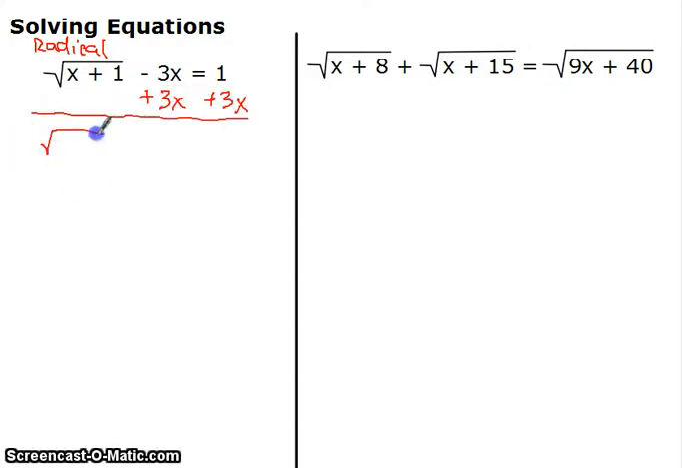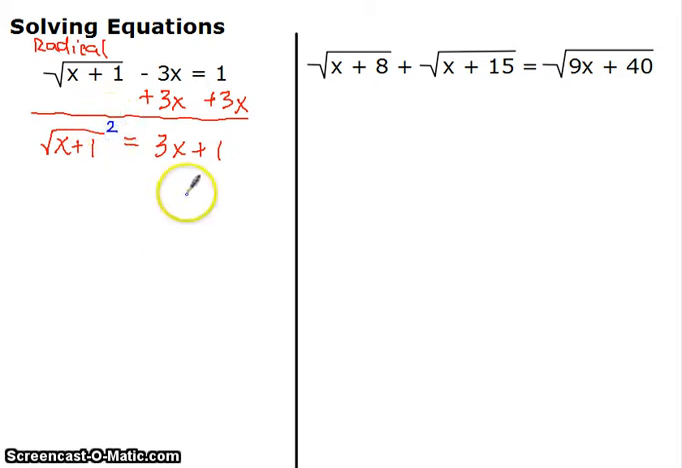This gets my radical by itself. And then that's 3x plus 1. We can't add those together. They're not like terms, so we'll leave it like that. Alright, now we can actually cancel out the radical, which is our first goal of this problem.